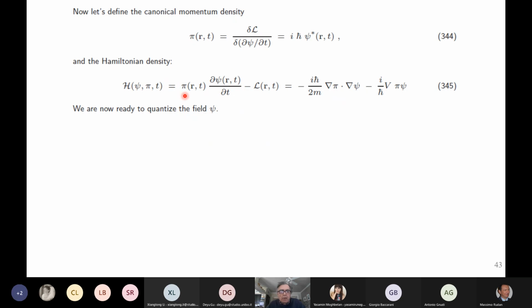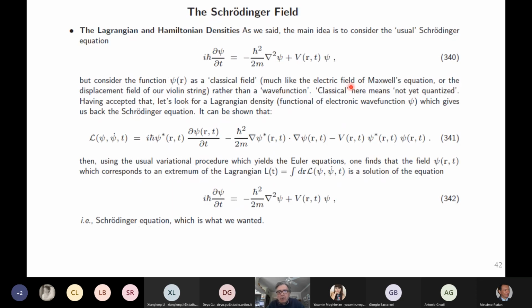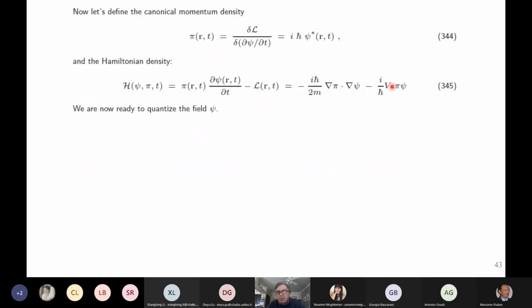And so I have a Hamiltonian density now, which, by definition, since I have only a field, would be pi psi dot minus L, minus the Lagrangian density, which is this object. Okay, now we're ready. We have the Hamiltonian in terms of a field, the Schrödinger field, and the canonically conjugated momentum density of that field. And of course, a potential that I have in my Schrödinger equation here appears in my Hamiltonian.